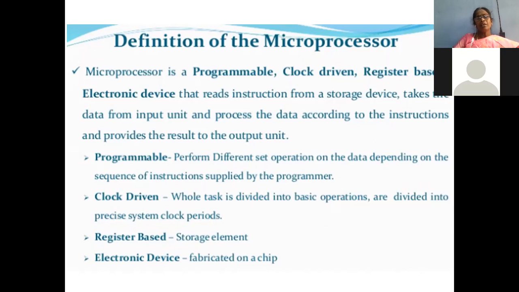So that's why in the first line you can see here, a microprocessor is a programmable, clock-driven, register-based electronic device that reads instructions from the storage device, either from memory or from the input device. After processing the data, the information can be stored in memory or given to the output device.